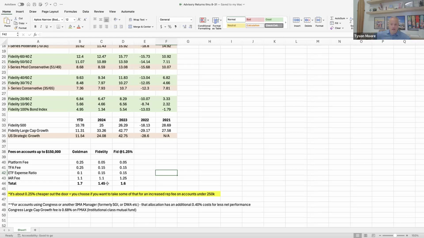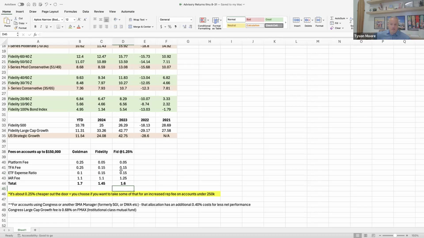Now there's a variable here, which is this platform fee. So depending on how much of that Z model you're using, you could have a platform fee of somewhere between 3 and 6 basis points. It will move a little bit based on how much credit you get, but obviously it starts at 15. Now your ETF expense ratio is a bit higher on that Z model, but when you blend all of it together, you're about 25 basis points cheaper.